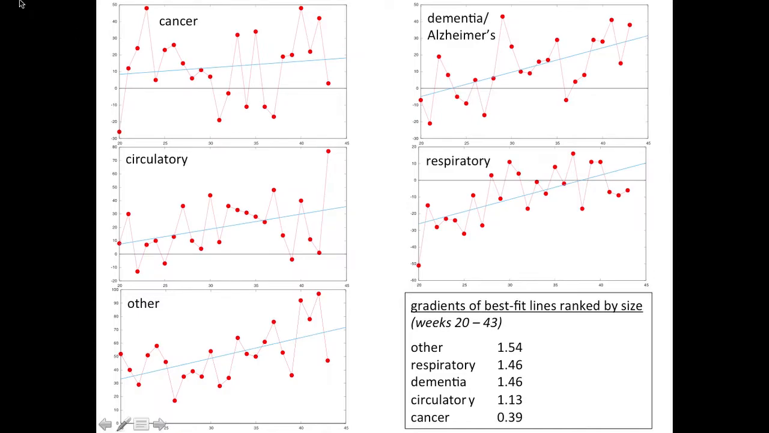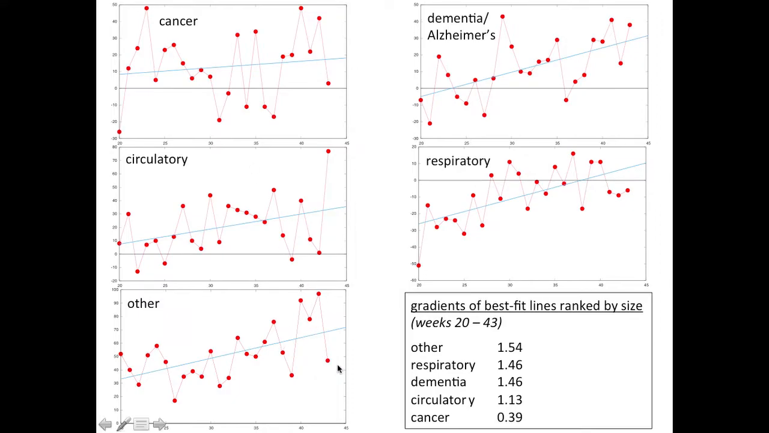And what you see really is that if we rank the gradient or the slope of these straight lines from smallest to largest, we see that cancer has a very, very flat line here, which tells us that it's not really increasing over the period. It's really just wiggling around some average value, which is positive. So there are excess deaths in cancer, but they're not increasing week by week in this period.